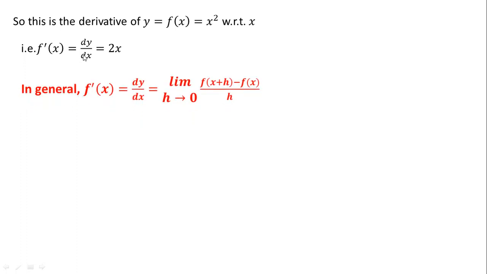Now in general, how will you define the expression? We can define it as f dash x is equal to dy by dx, and it is equal to limit h tends to 0, f of x plus h minus f of x upon h. How will you get this? Because in this case we have the expression (x plus h) whole square minus x square upon h. f of x means x square and f of x plus h means (x plus h) whole square, and from that we can generalize this. So we get limit h tends to 0, f of x plus h minus f of x upon h.